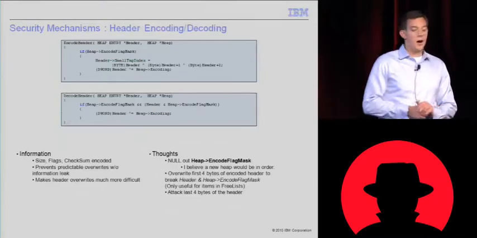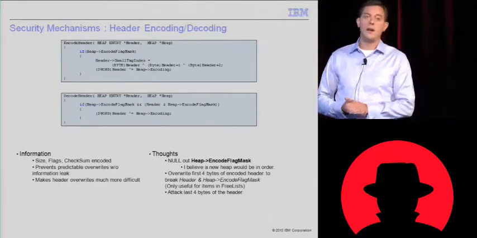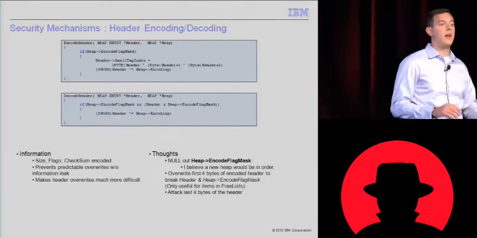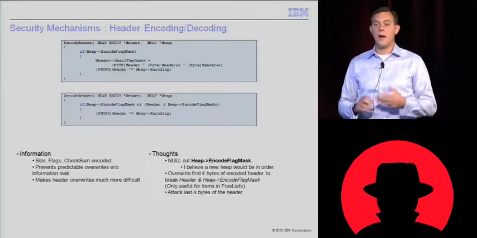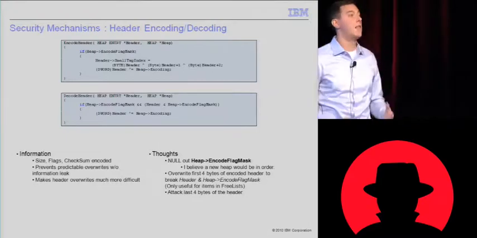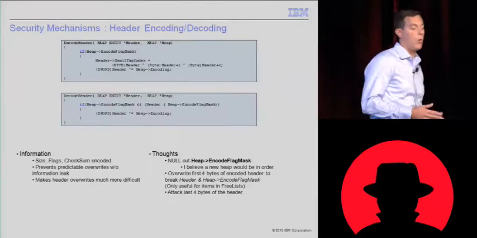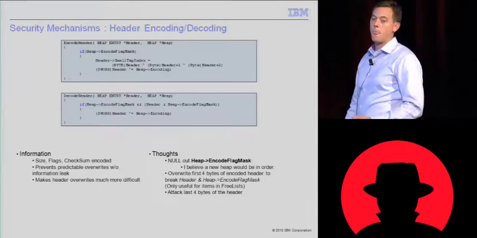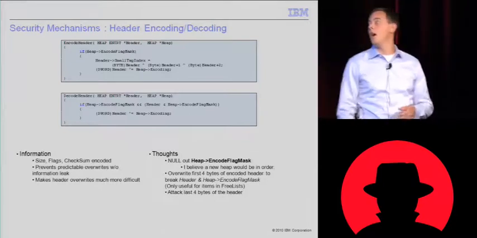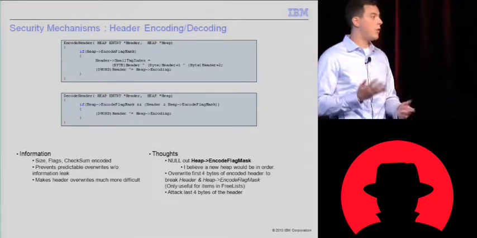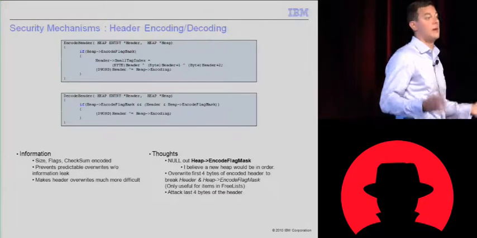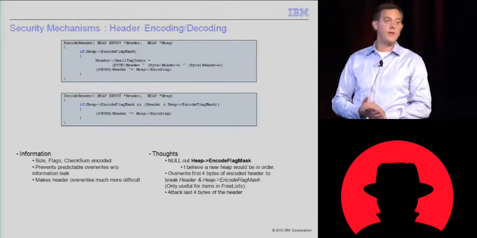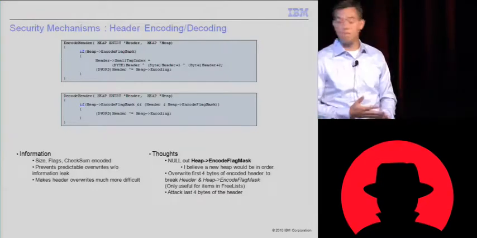We've seen some header encoding and decoding already. This made predictably overriding the size and the flags and the checksum nearly impossible if you didn't have an address leak to figure out what values were used to XOR encode this stuff. There were a few things that I noticed. The first one I've already talked about. There's 4 bytes of this chunk header that have never been encoded. So if you could play around with those values, you could potentially leverage your way into an advantageous situation.